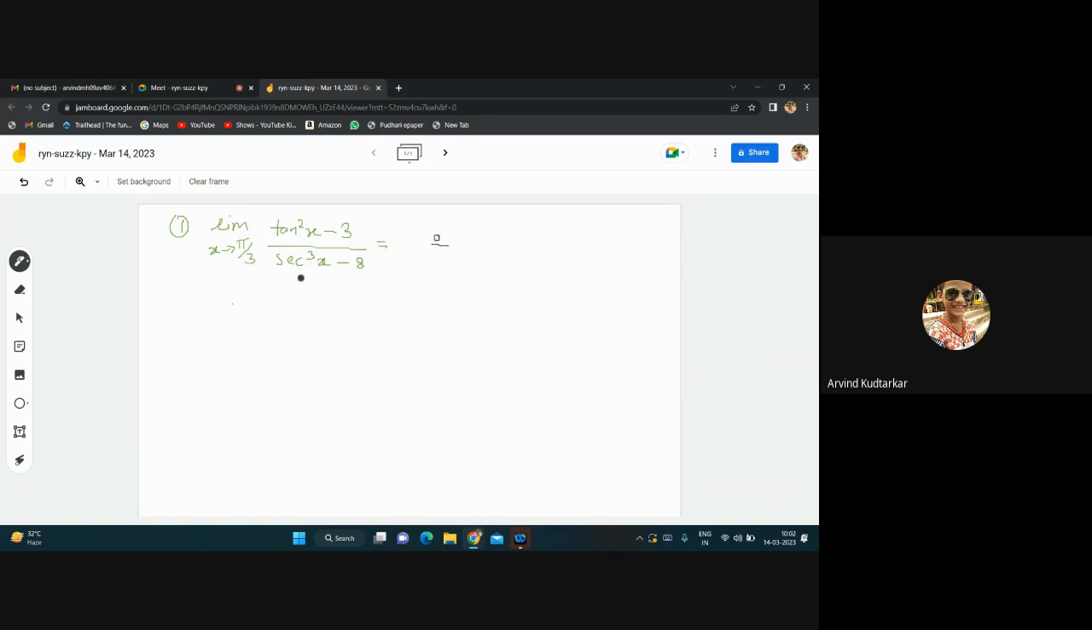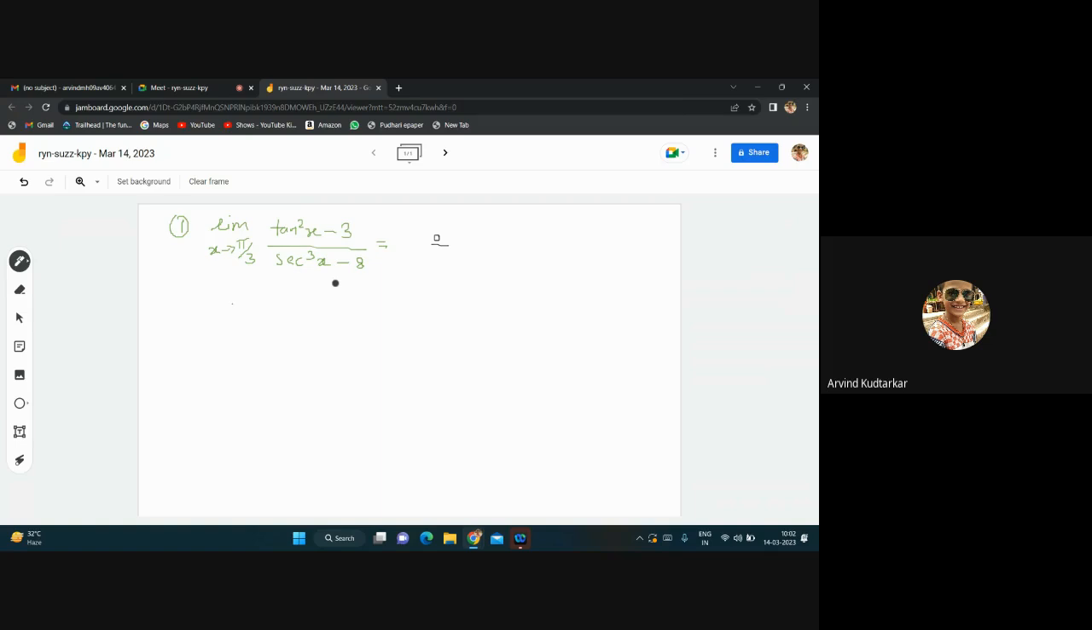Sec of pi by 3. Sec means what? 1 by cos of 60. So before evaluating the value of sec pi by 3, we should know the value of cos pi by 3. Cos pi by 3 means cos 60, and the value of cos 60 is half. So the value of sec pi by 3 is what? Reciprocal of cos is sec. So it is 2. And 2 cube is what? 8. 8 minus 8 is 0.